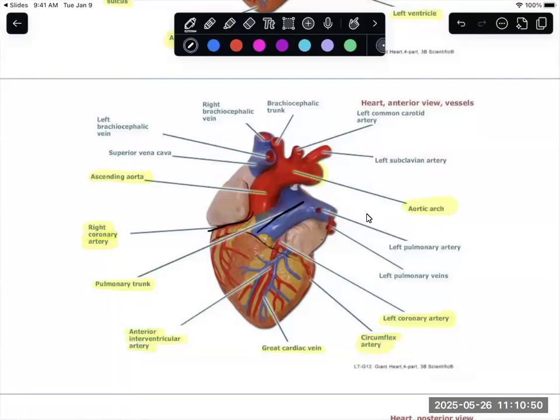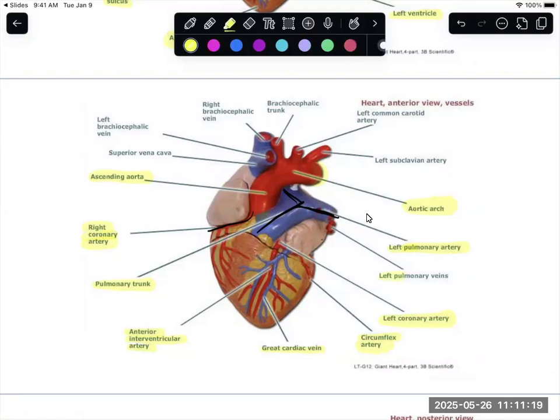So if we look, we've got pulmonary arteries. Those pulmonary arteries are these blue ones. This pulmonary trunk is going to split into this left and right pulmonary artery. From here, those blood vessels are going to go to the lungs. They're going to pick up oxygen. Then they're going to come back to the heart.